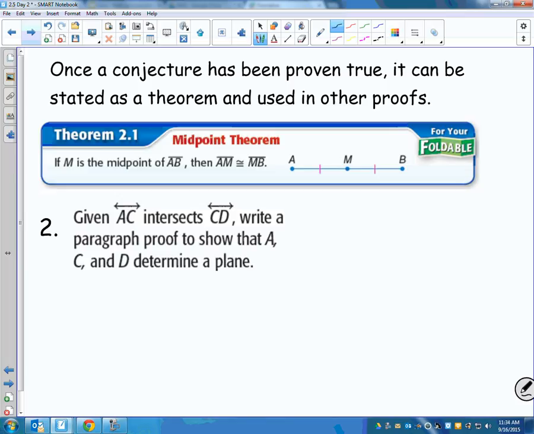So what about this one? It says, given that line AC intersects line CD, write a paragraph proof to show that A, C, and D determine a plane. So before we get to the proof part, let's start with the given part. What do they give me in this? That AC intersects CD.